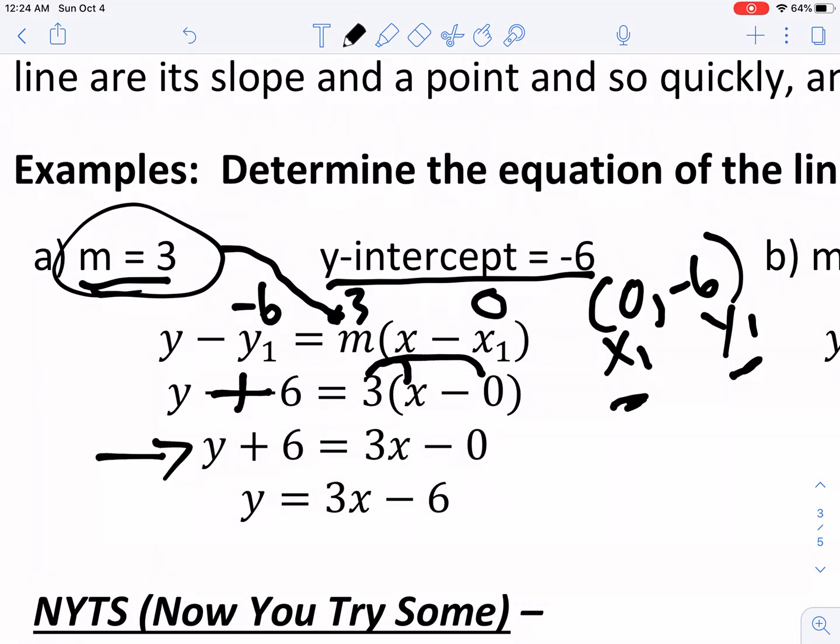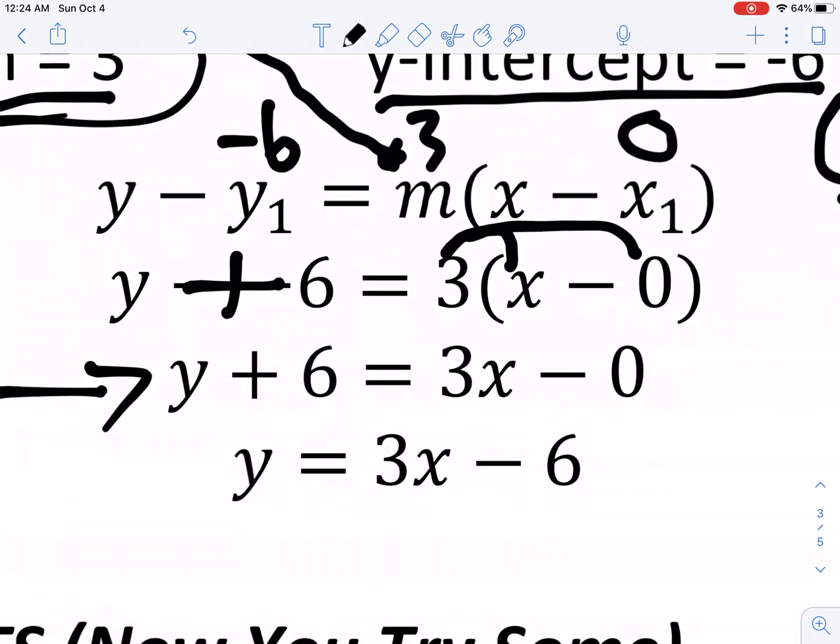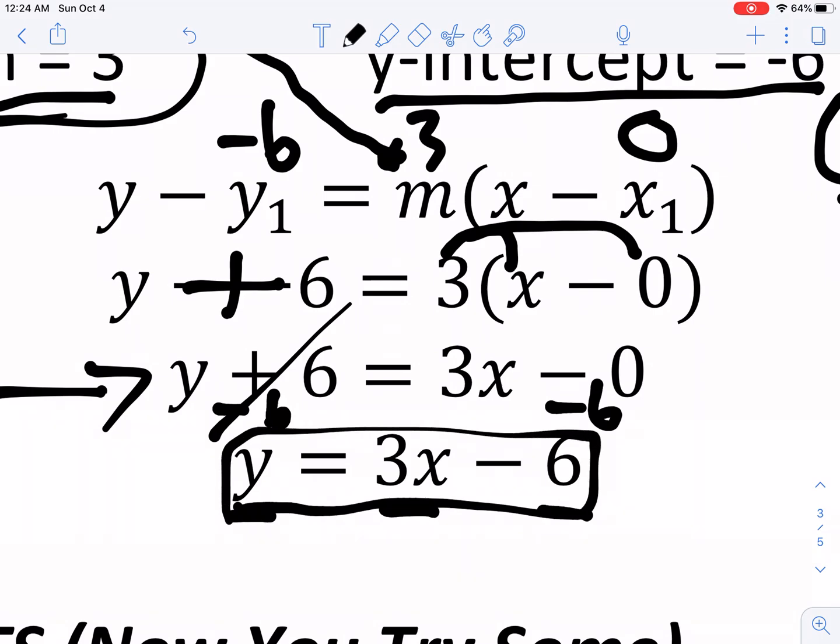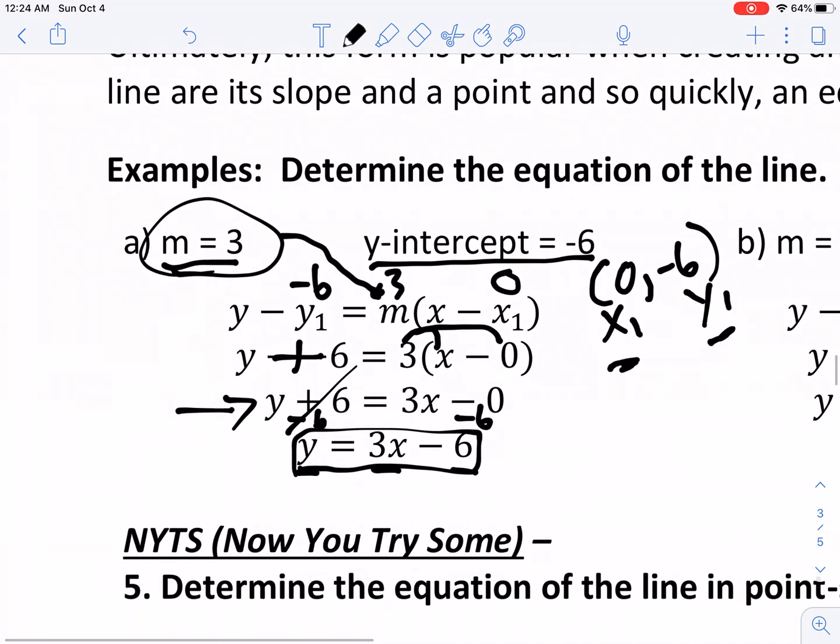Now, here's the cool thing, guys. Once we plug in that information, once we apply the distributive property, all it takes is one little move here to get it into y equals mx plus b. If I subtract 6 from both sides, these guys go away and I get y is equal to 3x. What's 0 minus 6? Negative 6. Well, isn't that y equals mx plus b? Yeah. So just by plugging in my point and my m, I'm able to write the equation in slope-intercept form.